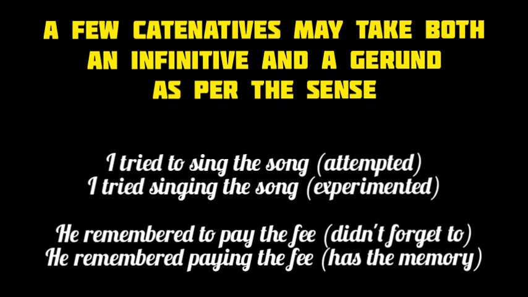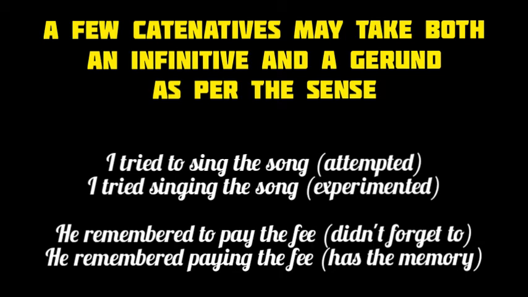For example, I tried to sing the song. Here the catenative verb tried is followed by an infinitive, to sing. It means I attempted to sing the song. But in the sentence I tried singing the song, the catenative verb tried is followed by the gerund singing, which means I experimented with my singing the song. So the catenative verb tried is followed by either an infinitive or a gerund according to the sense.